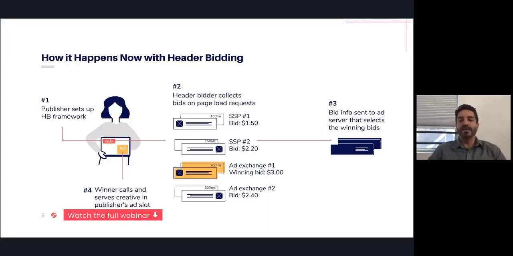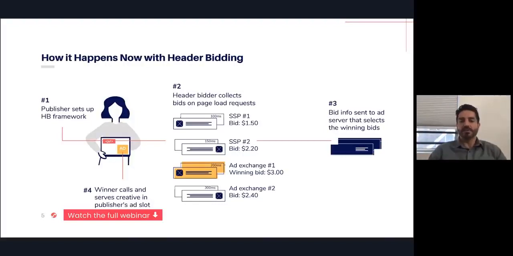The header then decides who's the winning bid. As you can see here, it's $3. Before it was $2.20. So immediately you have close to a 40% increase on that one given auction. This is the main value of header bidding. Everyone competes at the same time, and then that gets passed back to the ad server.